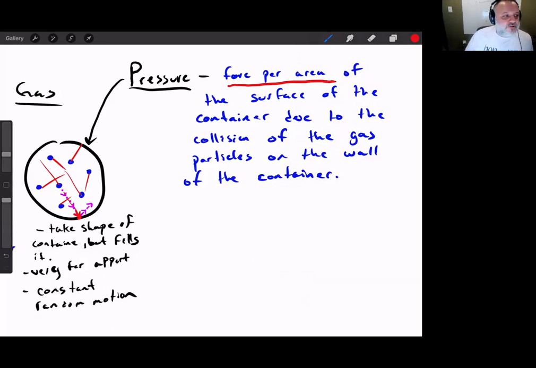How do you think the pressure changes if there are more particles flying around in the container? So if I add more particles, do you think that the force per area goes up or it goes down? Yeah, some people are starting to, exactly. In a closed system, pressure is directly related to the total number of gas particles.